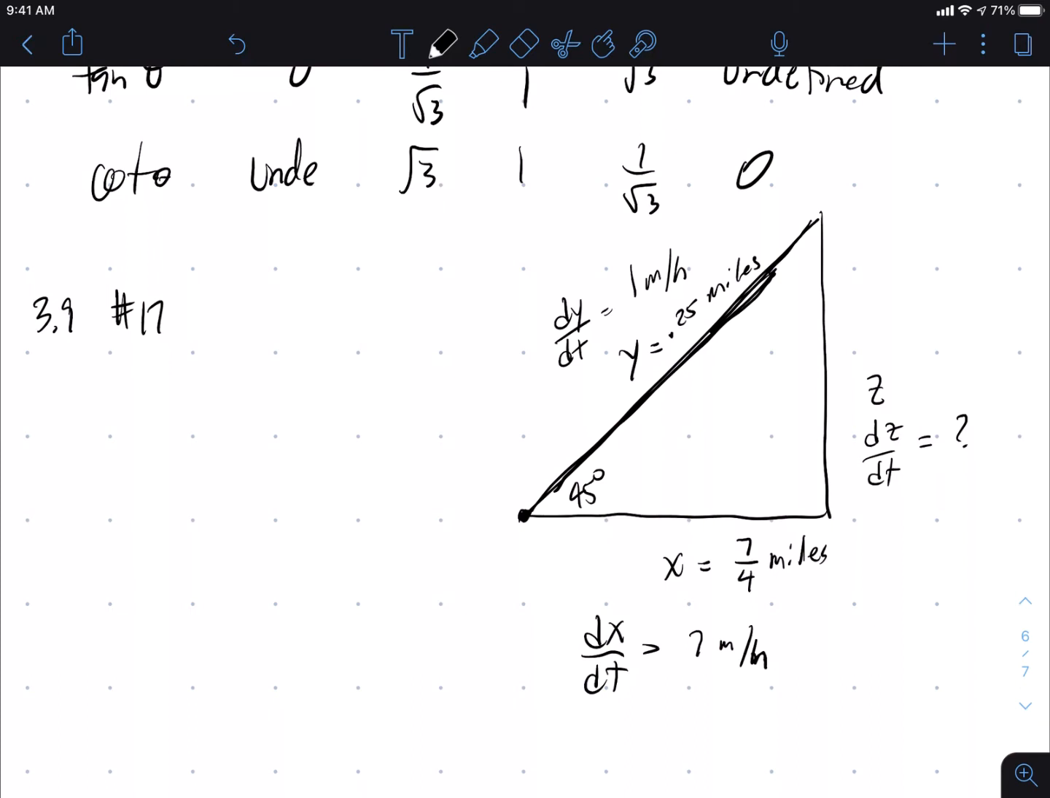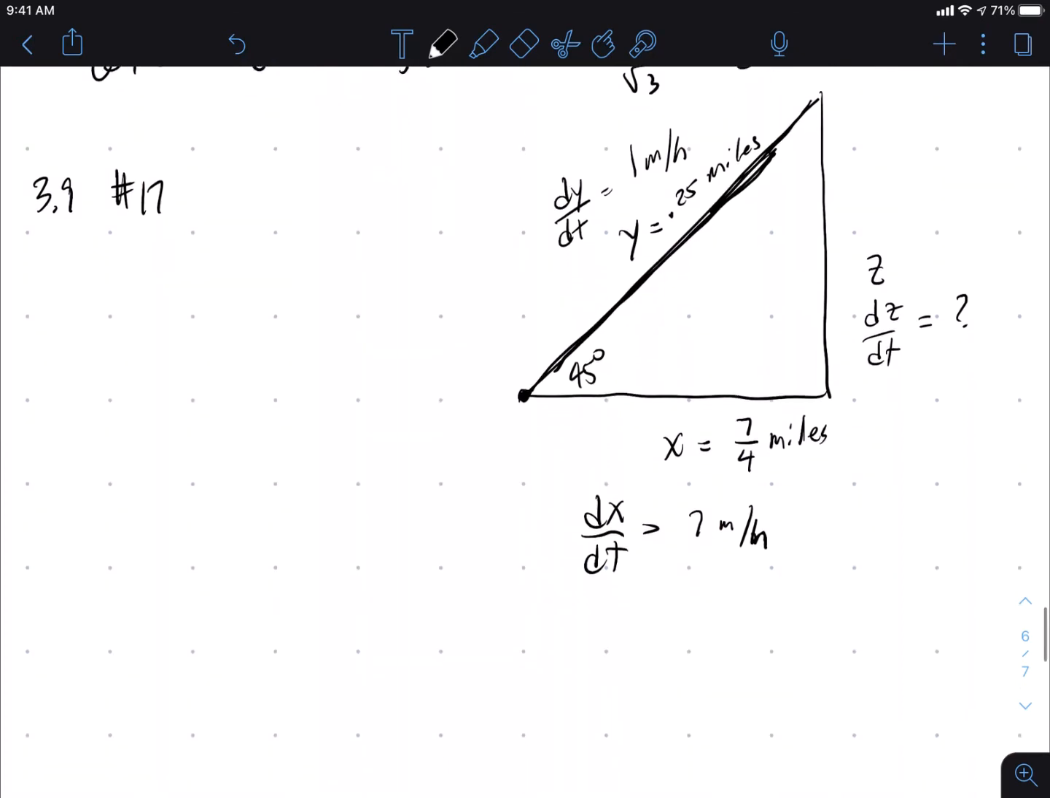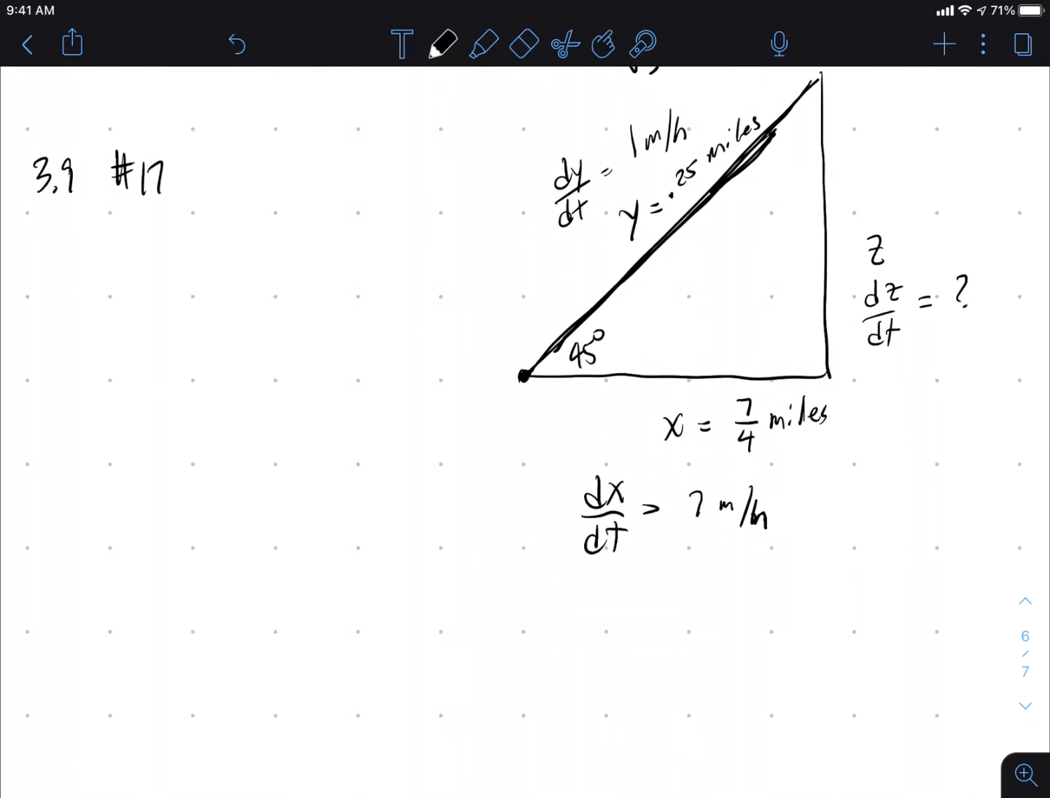Okay, since we can't assume that this is a right angle, we need to use the law of cosines. Whenever we have triangles, it's either Pythagorean or it's going to be law of cosines. Since I can't definitely tell you that it is a right angle, I need to use law of cosines. So let's do it. We want to get dz dt, right? That's what we're going after.